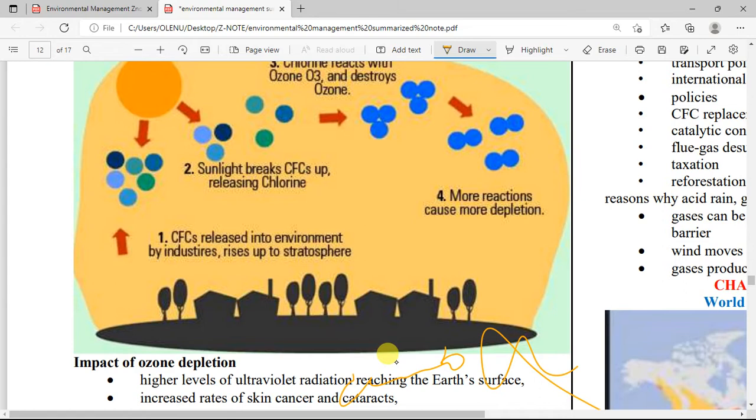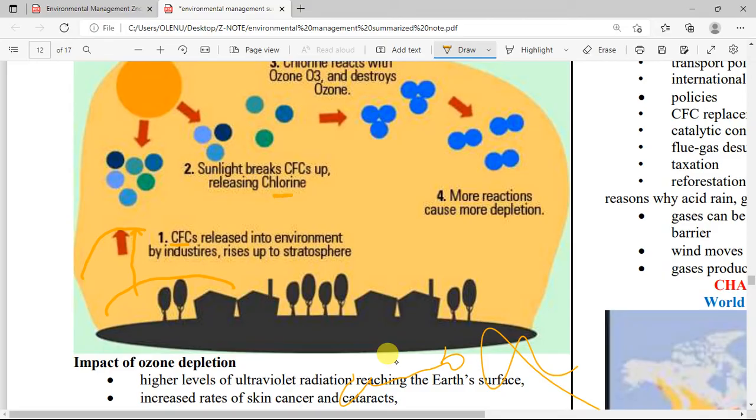Now, one, CFCs are chlorofluorocarbons and also greenhouse gases. Once they are released into the environment by industries, they rise into the stratosphere. So remember, we have the troposphere, then before the stratosphere. These CFCs have the ability to move up more than 10 kilometers into the stratosphere. Now, once you get to the stratosphere, sunlight will react with the CFCs to break them up to release chlorine.